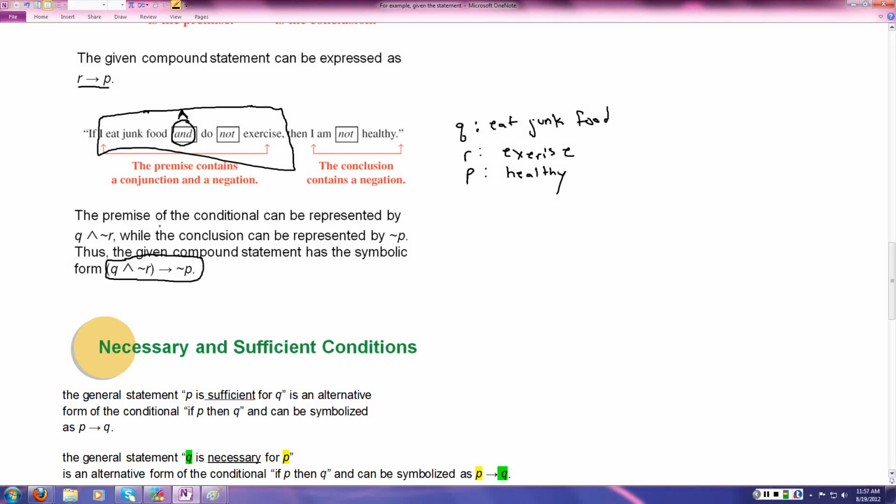Then, and tells us it's going to be a conditional. So if then tells us it's conditional, and this tells us it is a conjunction because it has the word and. The person's not healthy, so not P.